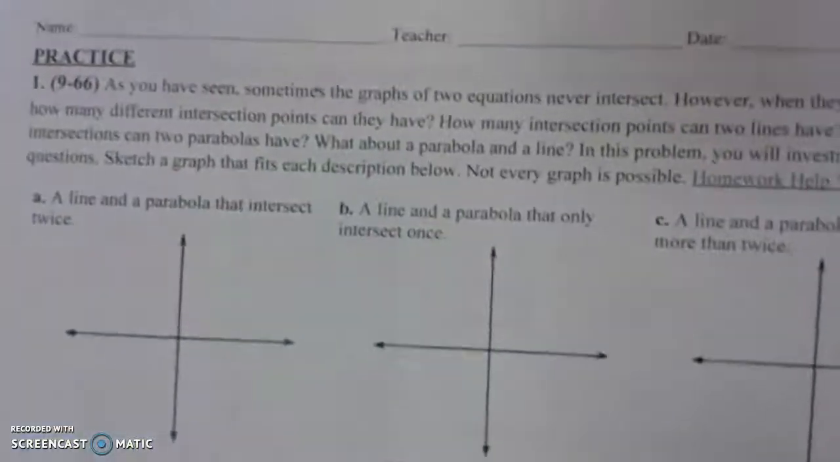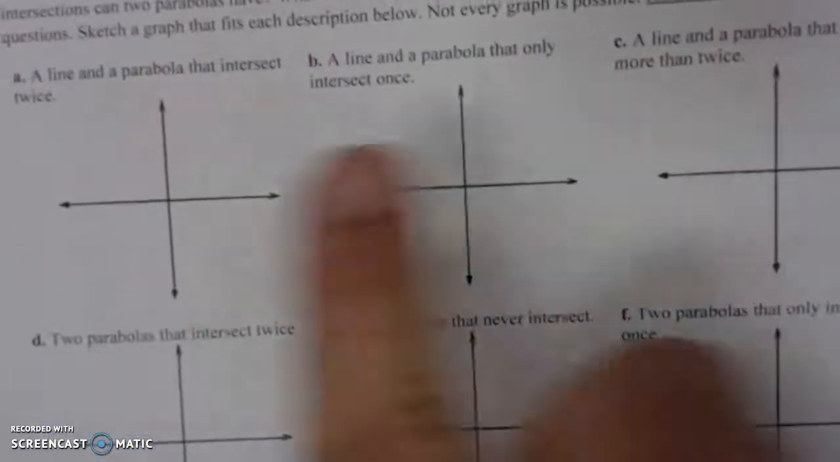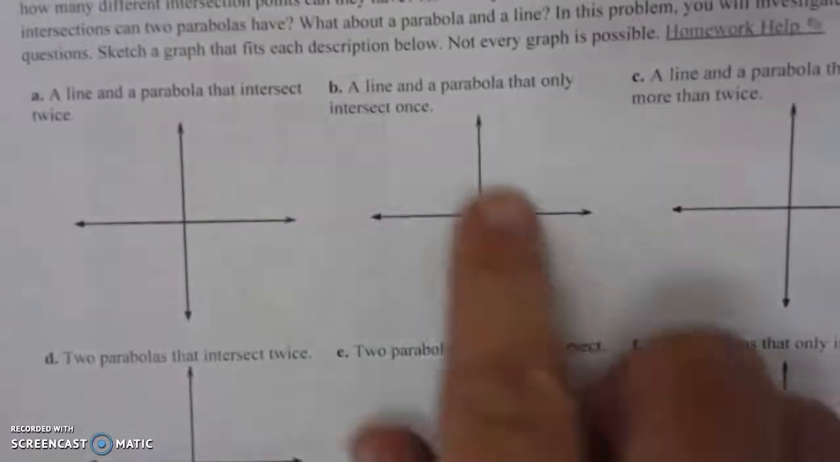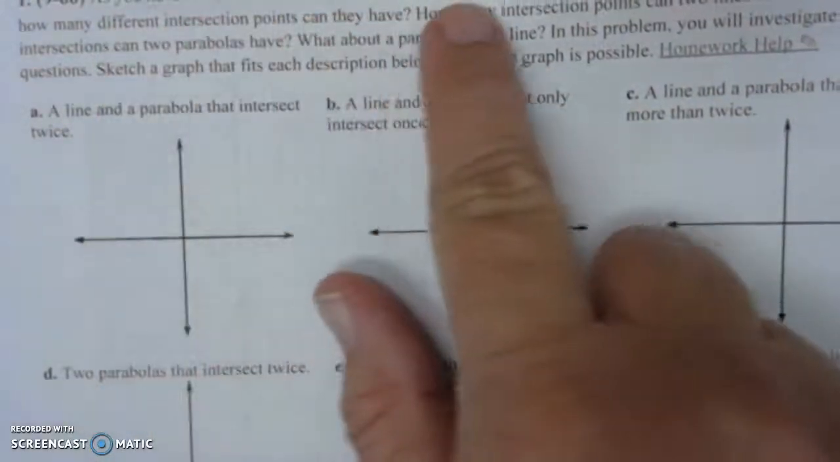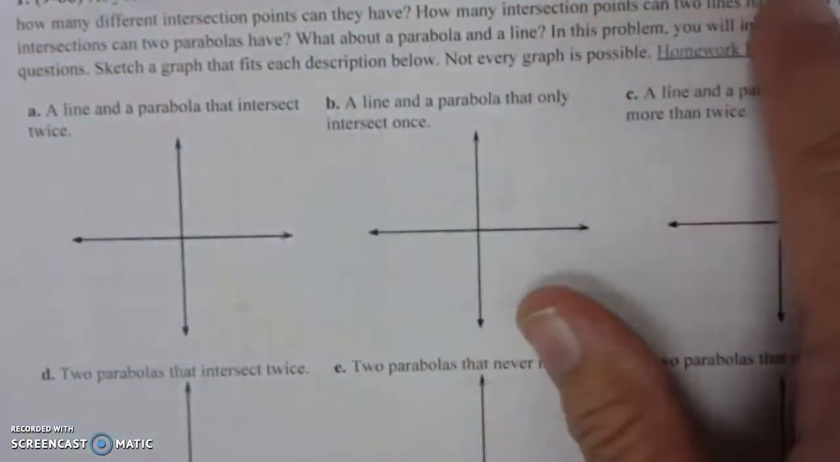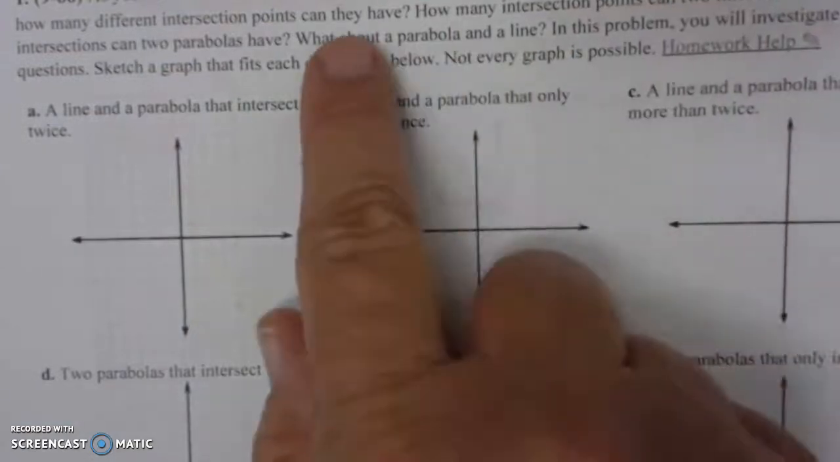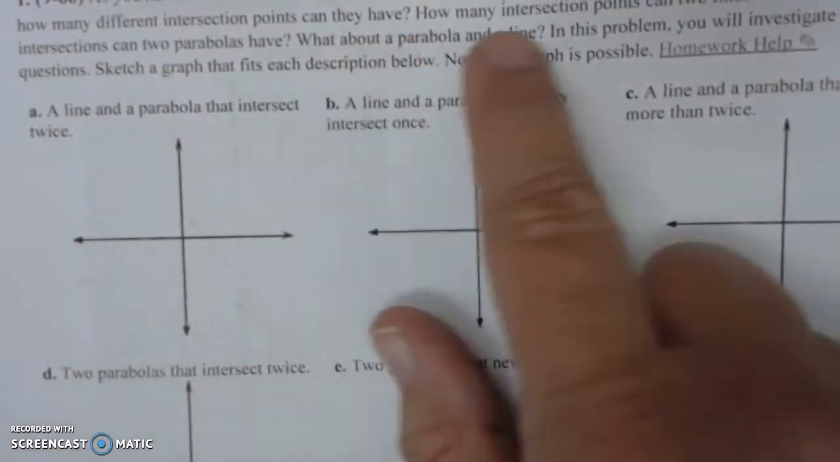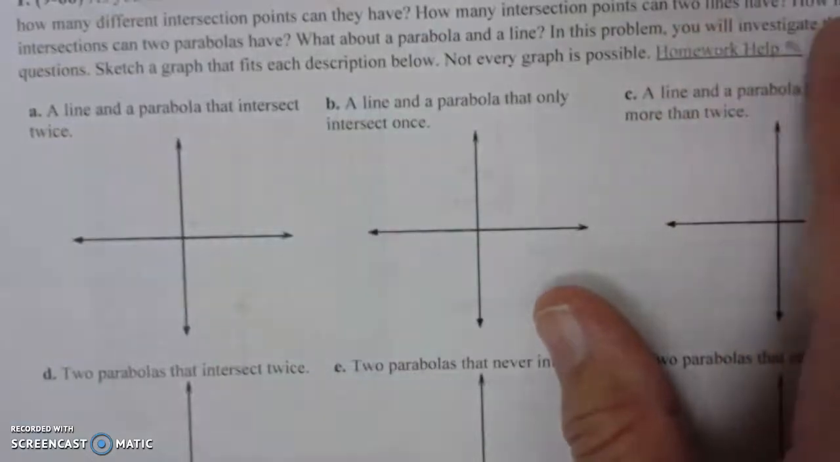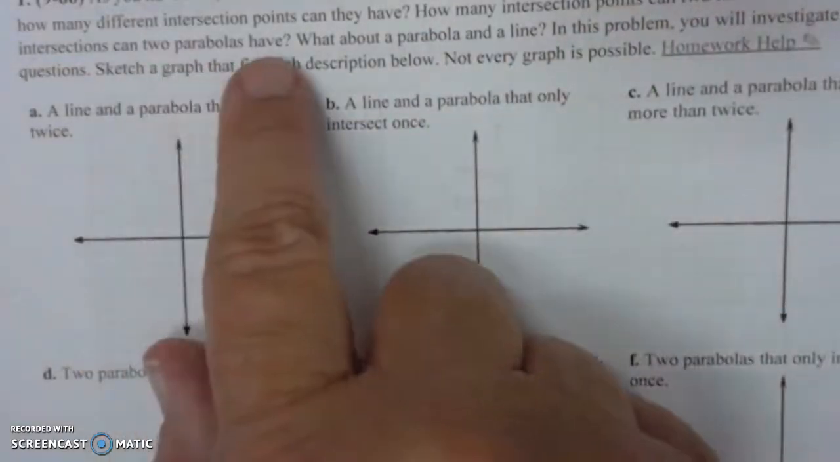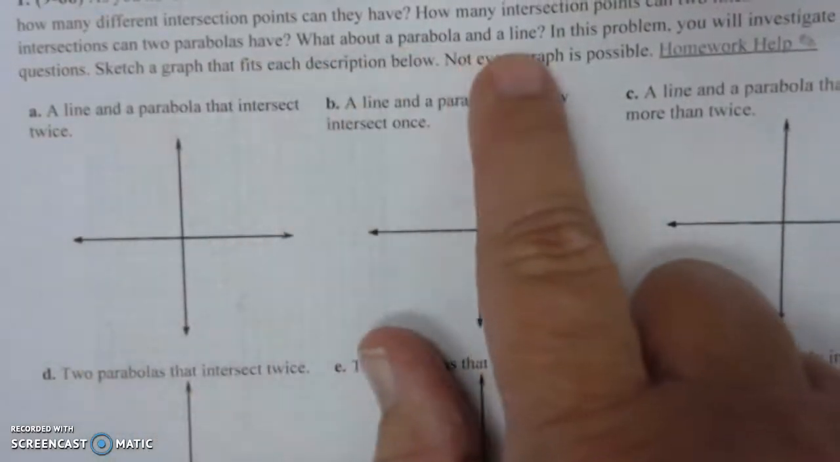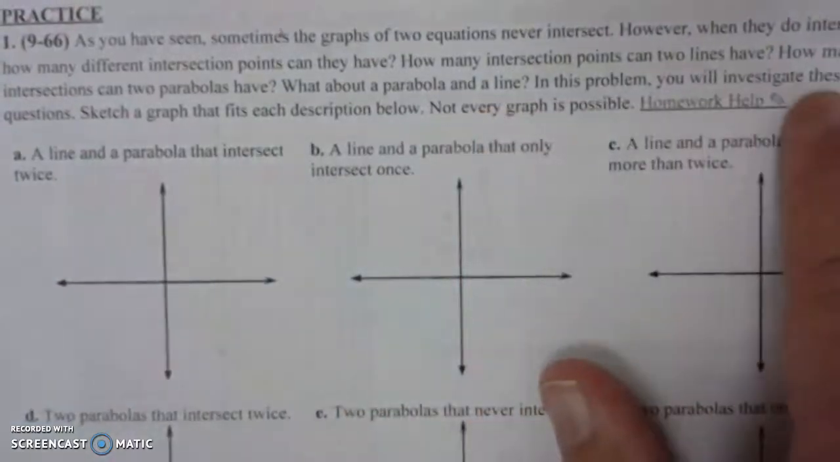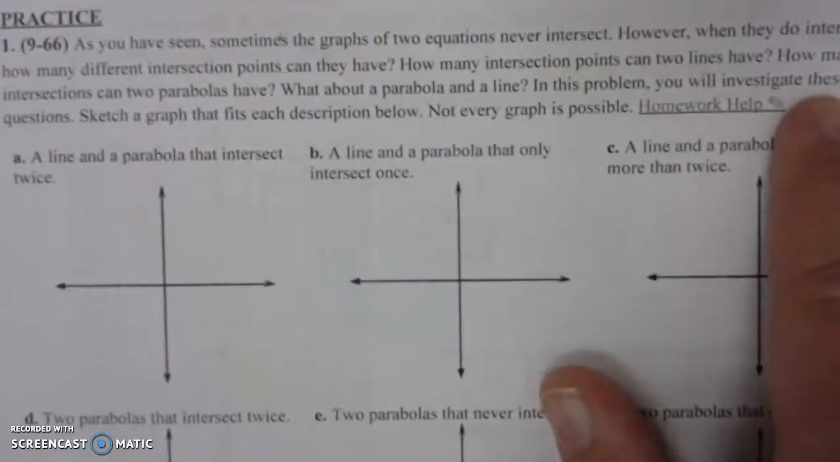So for homework, I really want you to just play around. This first part is fun. As you have seen, sometimes graphs of 2 equations never intersect. However, when they do intersect, how many different intersection points can they have? How many intersection points can 2 lines have? How many intersection points can parabolas have? What about a parabola and a line? In this problem, you will investigate these questions.